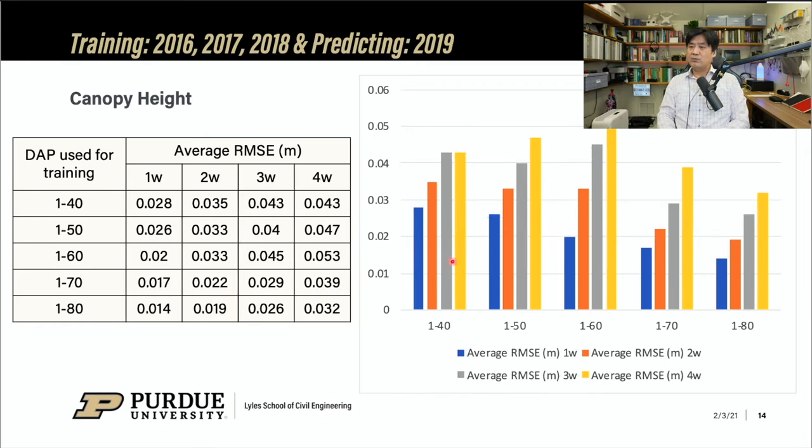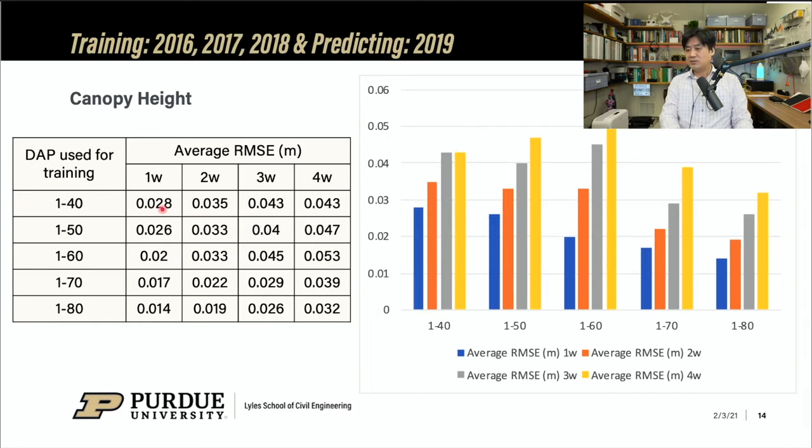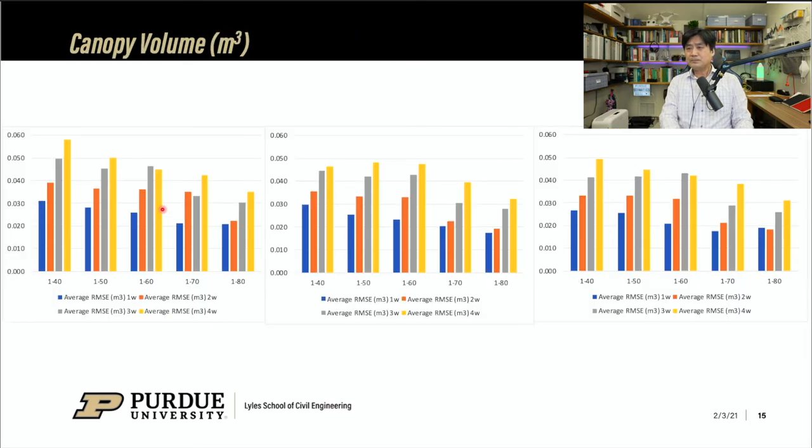And this is an example when we have 3 years of data as training and try to predict the growth in 2019. We are seeing pretty much the same pattern. The only thing is that the actual error for the first 4 days is 2.8 centimeter here, and going back a slide, it was 3.3 centimeter. So as we have more data in the database, the prediction gets better as well.